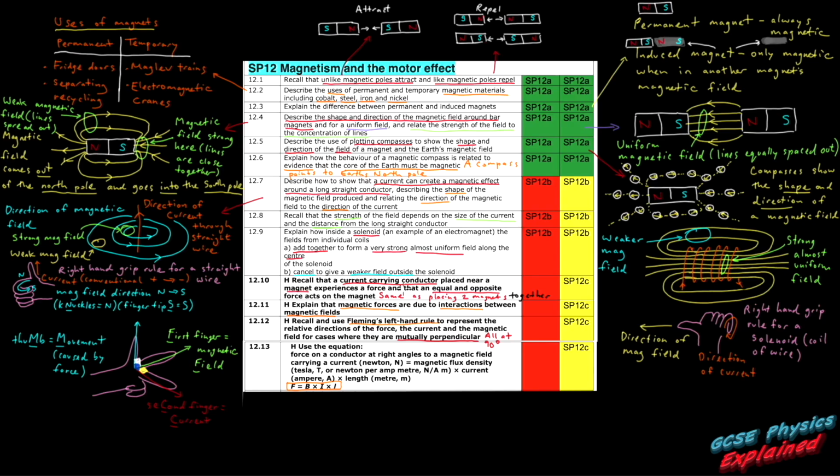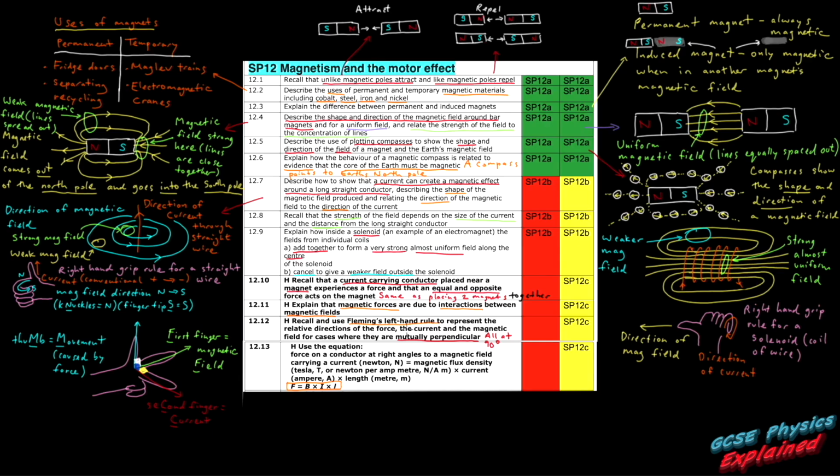Recall that a current carrying conductor placed near a magnet experiences a force and that an equal and opposite force acts on the magnet. That would be the same as placing 2 magnets together. So if you placed a magnet inside this magnetic field, it's going to repel or attract. Explain that magnetic forces are due to interactions between magnetic fields. That's just a statement.